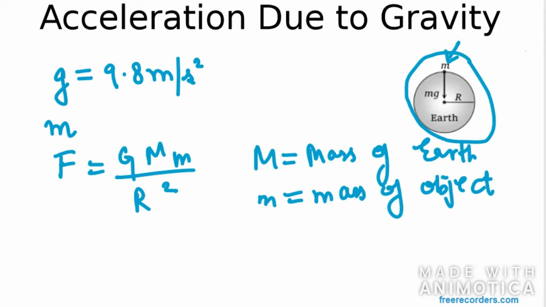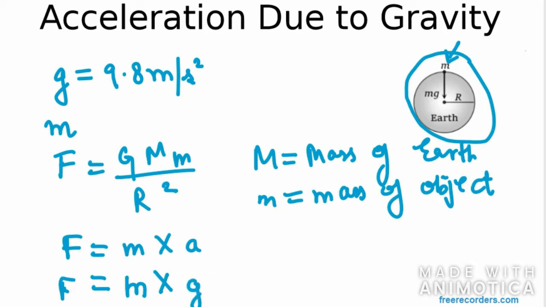Now, as you know, force is nothing but mass into acceleration. Now, as we are considering acceleration due to gravity, that means it is a free fall. So in the condition of free fall, we replace a with g. That means my second equation is F equal m times g, and my first equation is F equal G M m over r square. Now, we need to compare these two equations, 1 and 2.